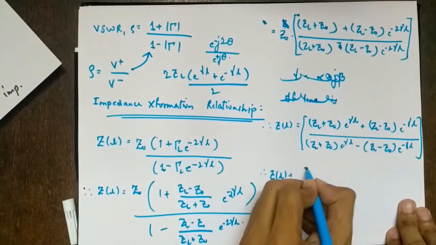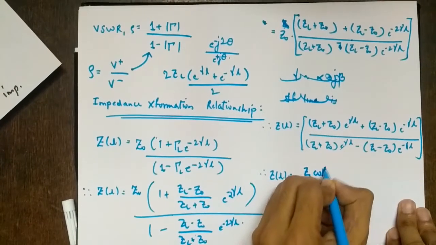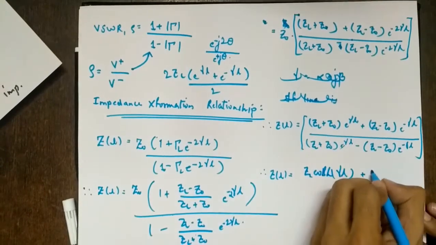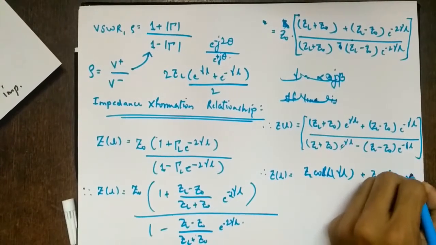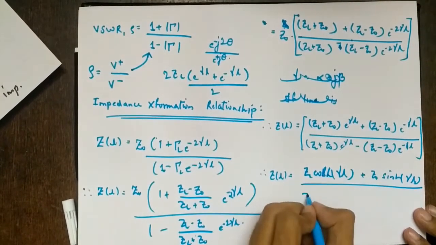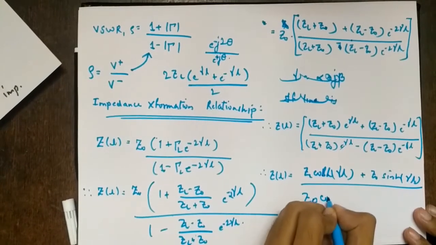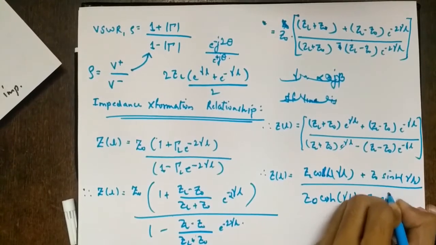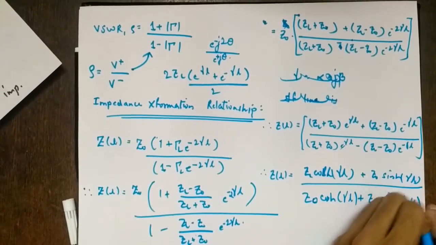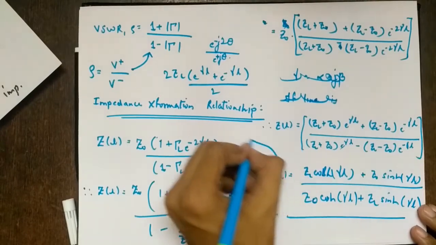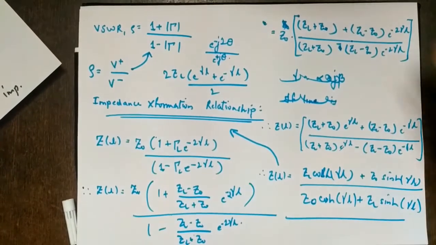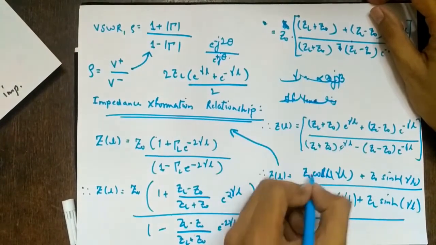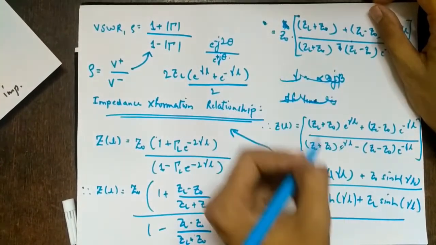So in that sense, what will I get? ZL cos hyperbolic gamma L. Similarly, if you calculate this, this will be Z naught sin hyperbolic gamma L upon Z naught cos hyperbolic gamma L plus ZL sin hyperbolic gamma L. So this is called your impedance transformation relationship. What this equation means we'll understand in some time, but first let me simplify.